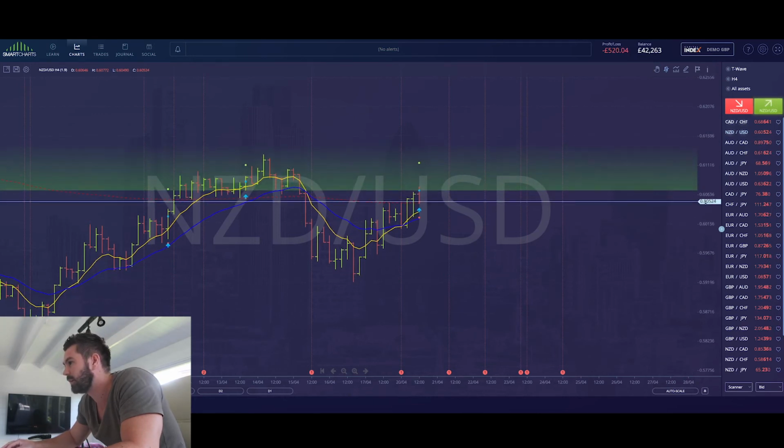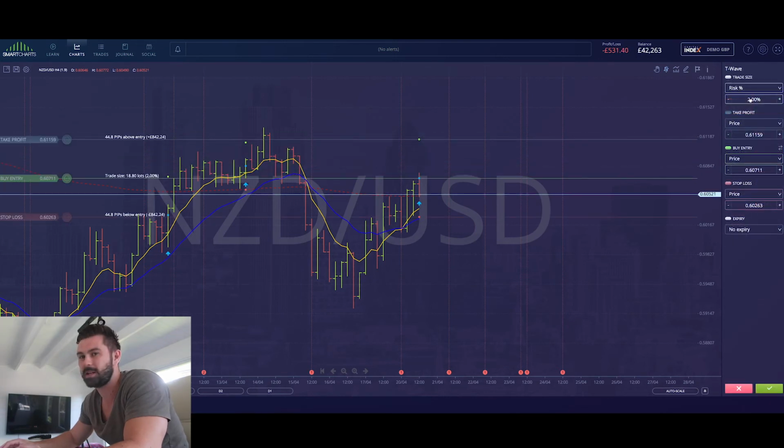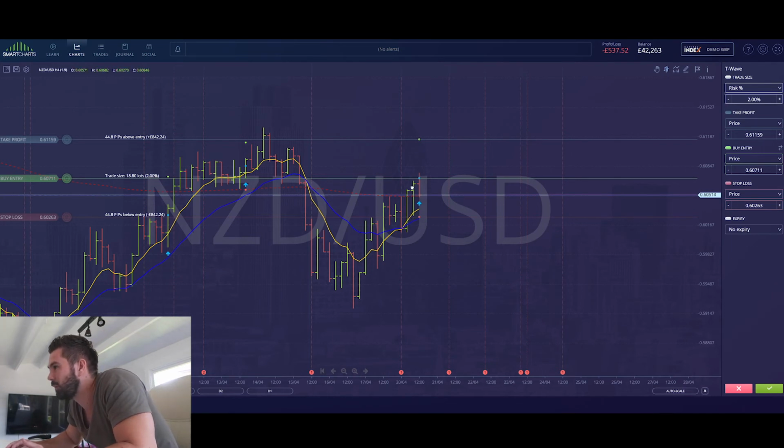So right now our stop loss, if I click, see this is saying glowing green, so that means you want to do a buy entry here. So I'm going to click the green buy symbol. It's a 2% risk, so it's automatically placed for me. As you can see, the stop loss is 1 pip below the T wave, the buy entry is 1 pip above, and the take profit line is just up here.